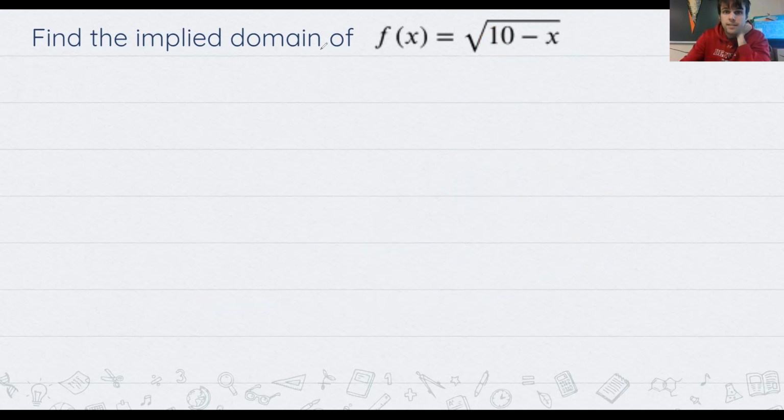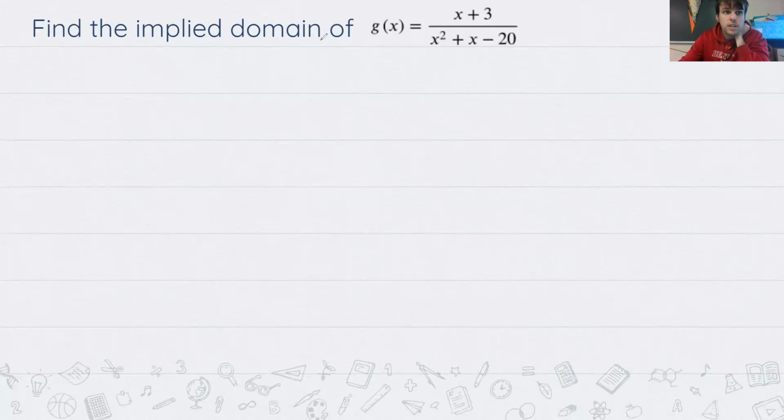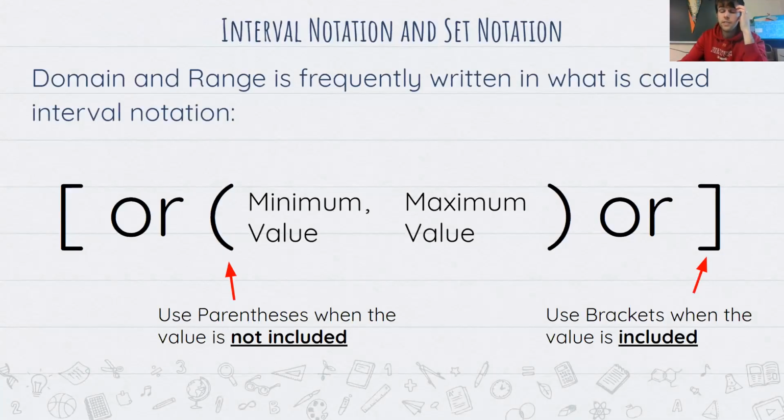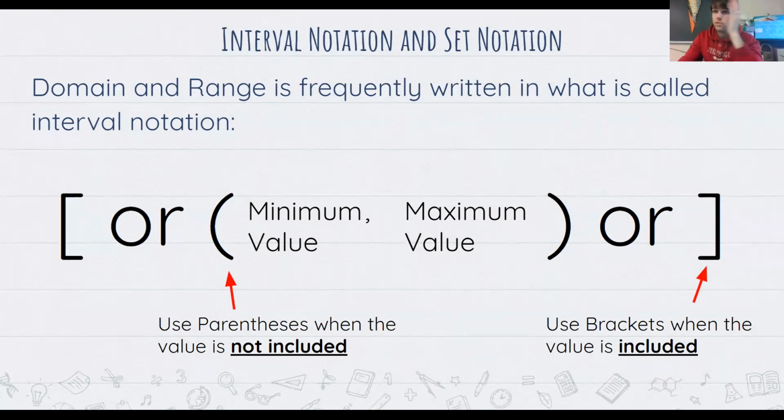Anyway, let's take a look at interval notation first. We'll go back to that slide in just a second. So, interval notation and set notation. What we were writing before with those inequality symbols is often referred to as set notation. Another way of writing it is interval notation, where we use either parentheses or brackets and a minimum value and a maximum value, if they exist, to express our range or our domain.